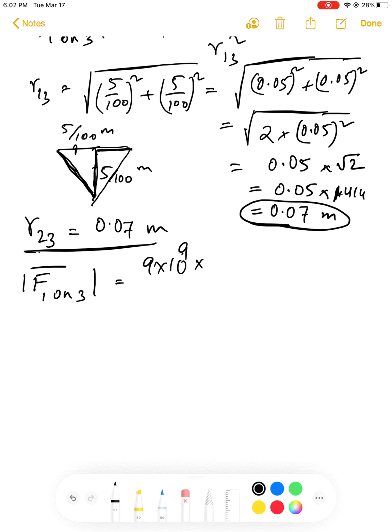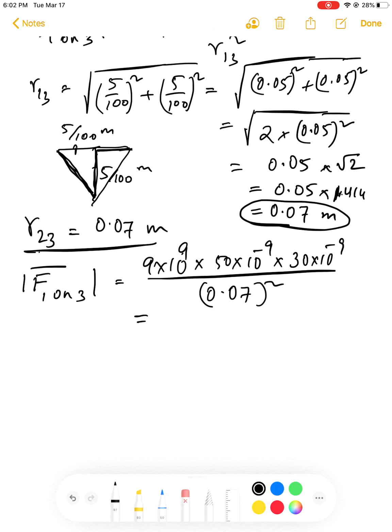Yes, times 50 nanocoulombs times 30 nanocoulombs divided by R squared, which is 0.07 squared. You calculate this and you'll get 2.7 times 10 to the minus 3 newtons.